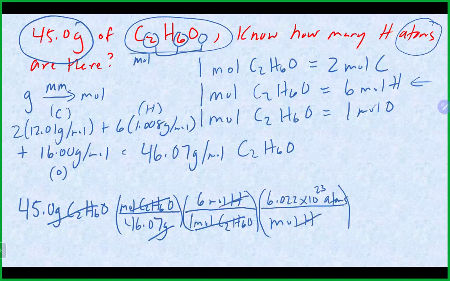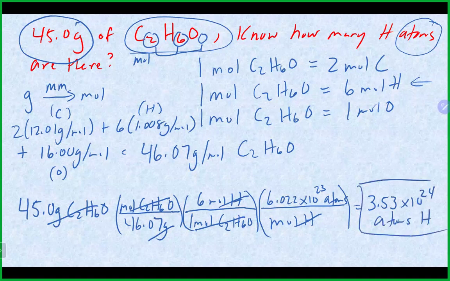And in this particular case, 45 times 6.022 times 10 to the 23 divided by 4607 gives me something like 3.53 times 10 to the 24 atoms of hydrogen present in this particular compound. Questions on that there?